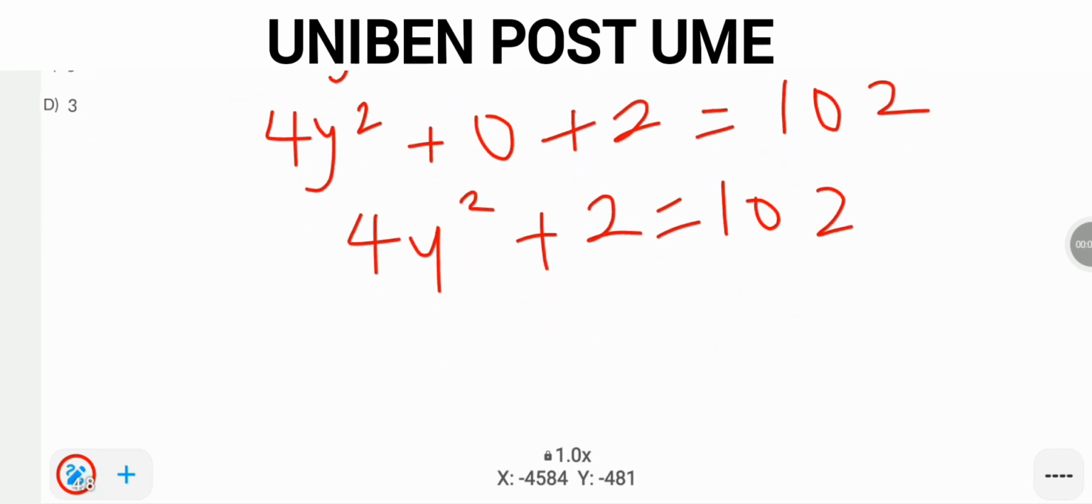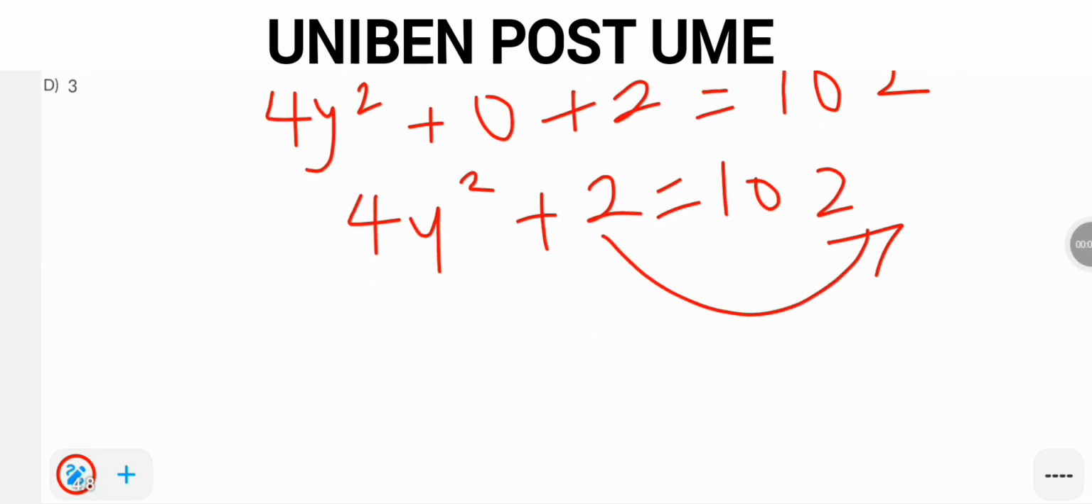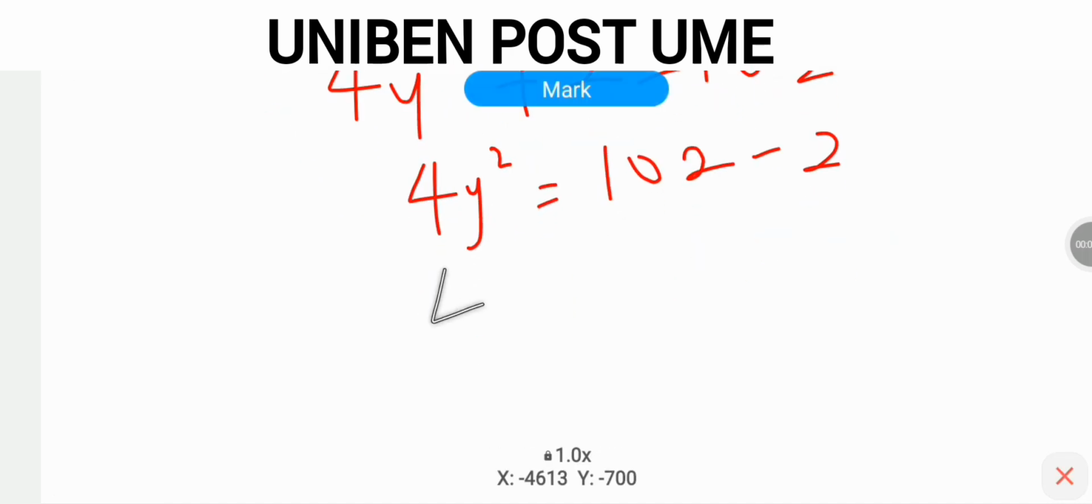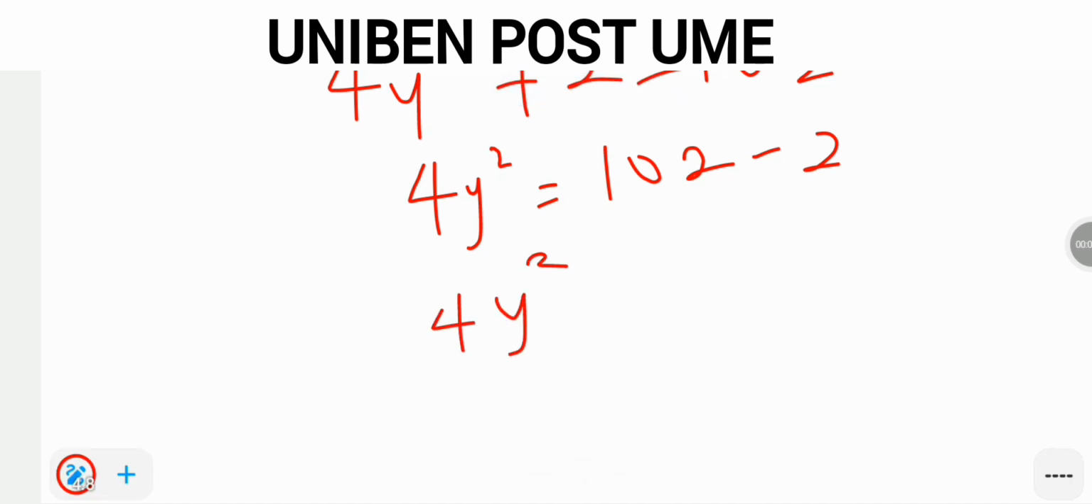So we're taking the 2 to the other side. So you bring this 2 to this side. By the time it gets there, it becomes negative. So you have 4y squared is equals to 102 minus 2. And you get 4y squared is equals to 100. And from this point, you divide both sides by 4.